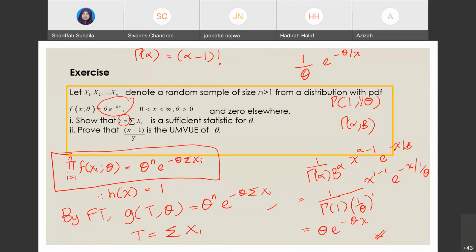So we set up the likelihood function, we set up the joint PDF. You already have theta to the power n exponential negative theta summation xi. The earlier part was just to show how it relates to the exponential distribution, because we want to use it for the second part. The first part is just to show how we can get the sufficient statistic using the factorization theorem.